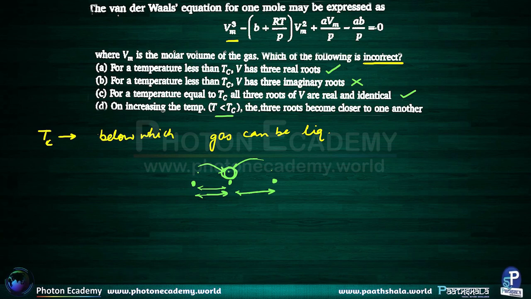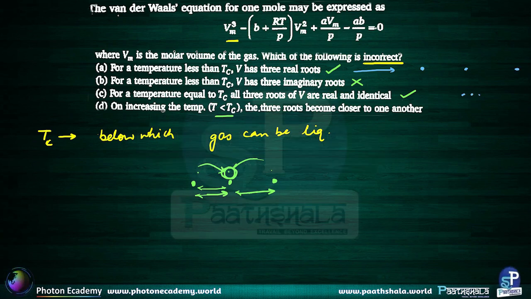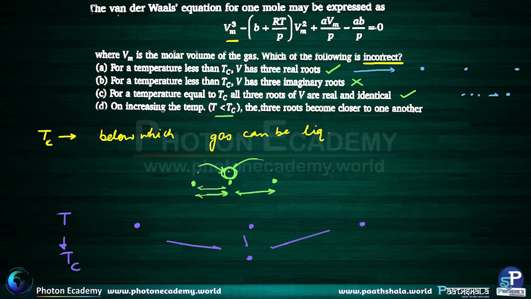On increasing the temperature, however, keeping it below critical temperature, the 3 roots become closer to one another. Now, from statement 1 and statement 3, we have known that there are 3 roots, right? And as we approach the critical temperature, these 3 roots converge to a single point, correct? So we can say that if these were the 3 roots on the number line, as the temperature is brought to the critical temperature, these 3 roots would come very close and converge to one point, which would correspond to the critical volume. So therefore, option D is also correct. So the only incorrect option is option B.